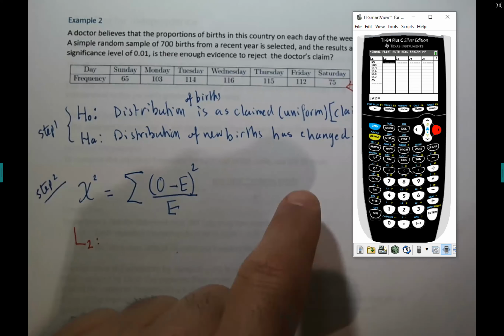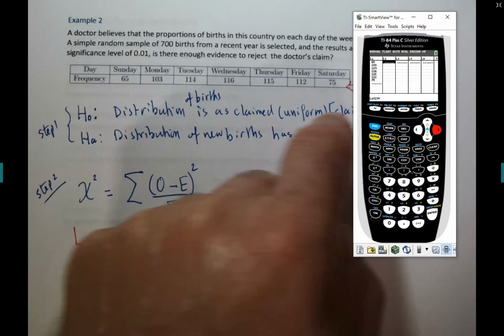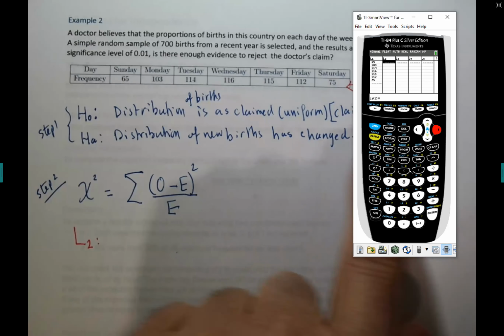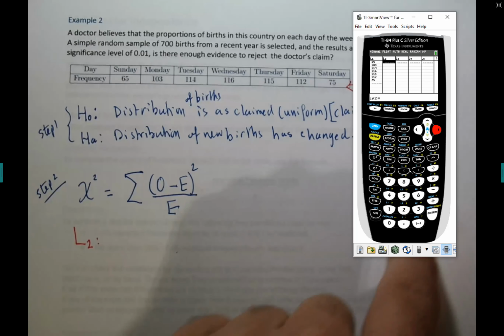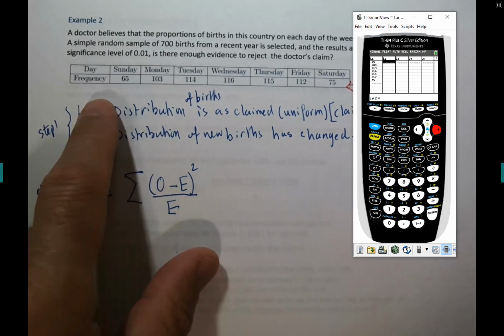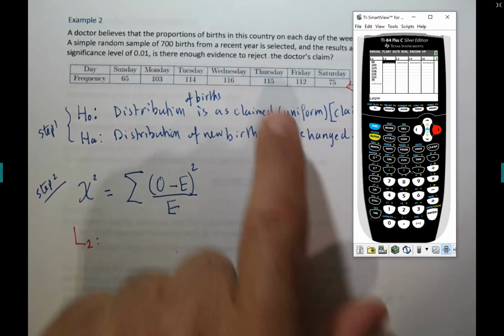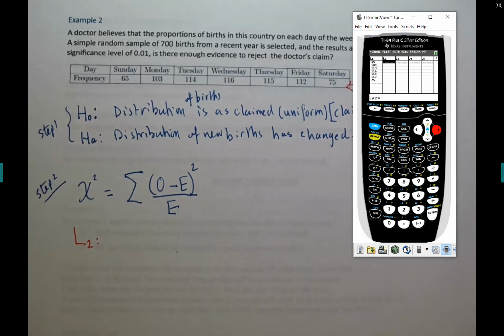What we did last week, guys, he'll give us percents. Since I have 7 categories, he should have given us 7 percents, and we'll take the percent and multiply by the total, which is 700. But here he didn't give us a percent, but he says he believes the distribution is uniform, it's the same. So what if the distribution is the same and 700 births in 7 days? What do you expect we should get each day if the distribution was correct and was as claimed?